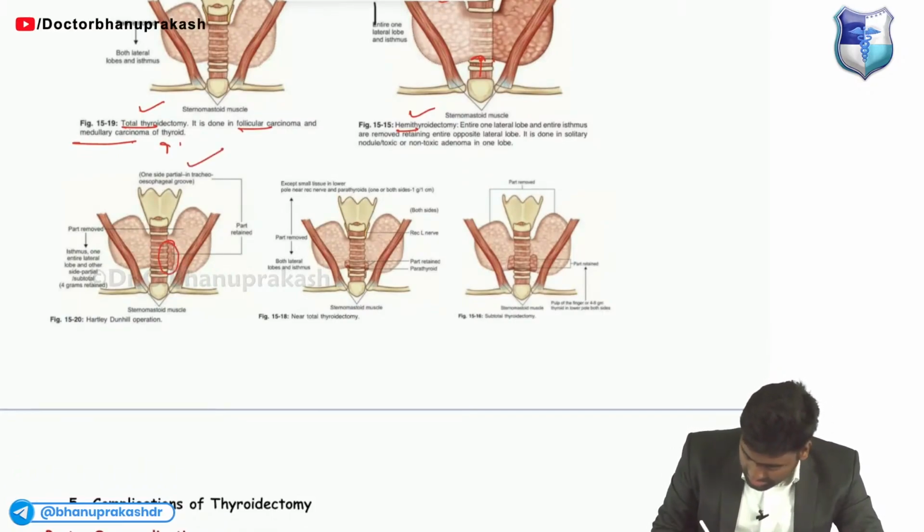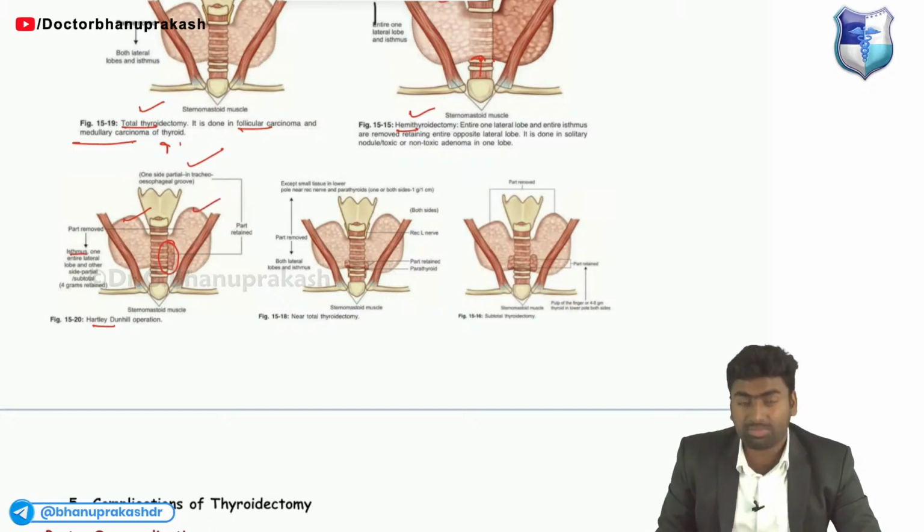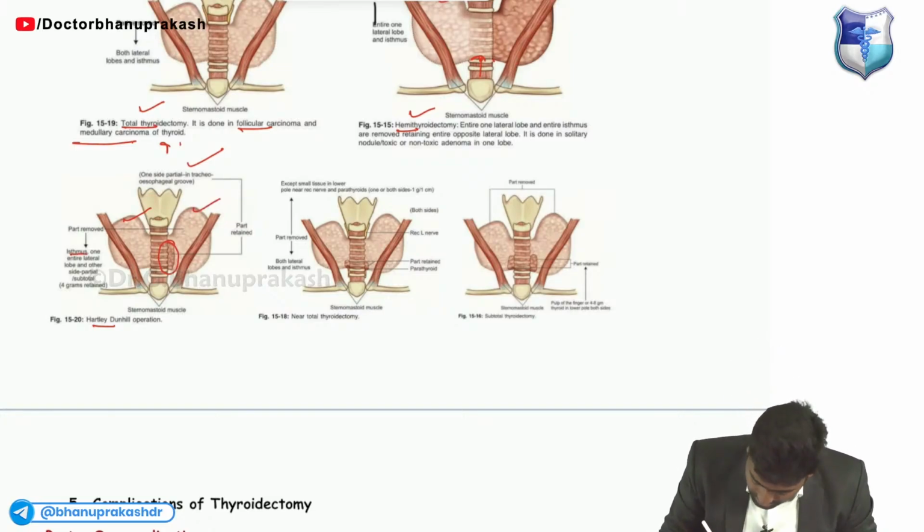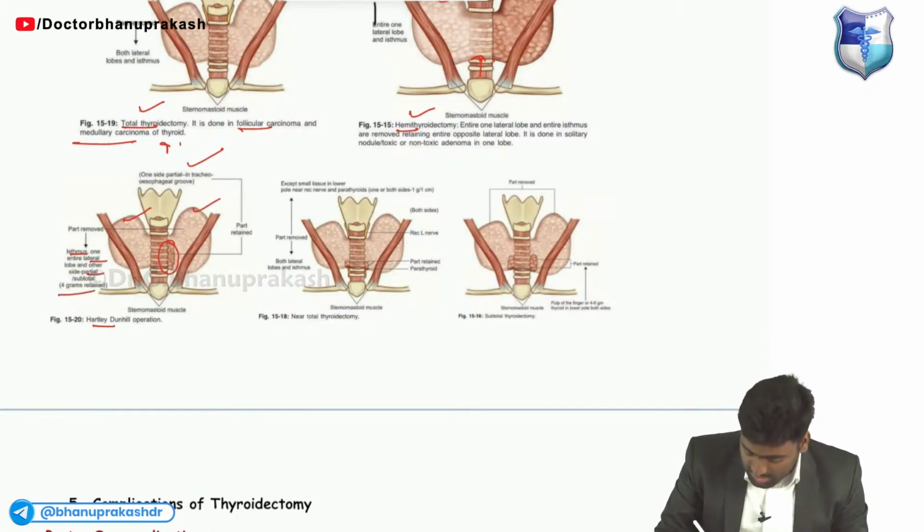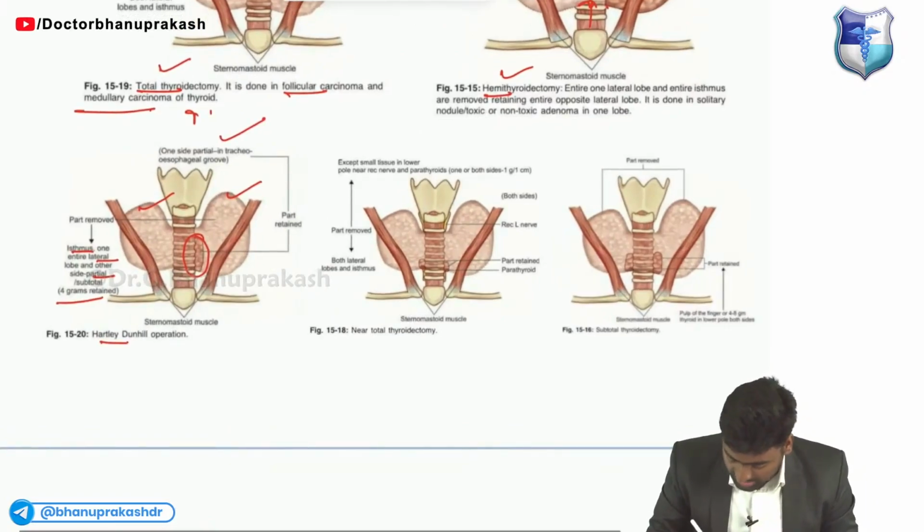Next one, if you see, you are leaving some part of the thyroid gland behind. So it is known as the Hartley-Dunhill procedure. Most of the gland and the isthmus will be removed, but some part near the nerves, if we leave it, it is known as the Hartley-Dunhill procedure.